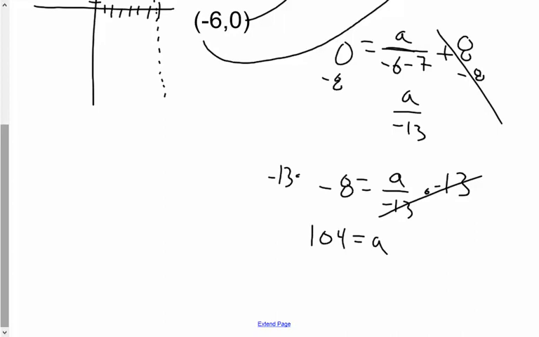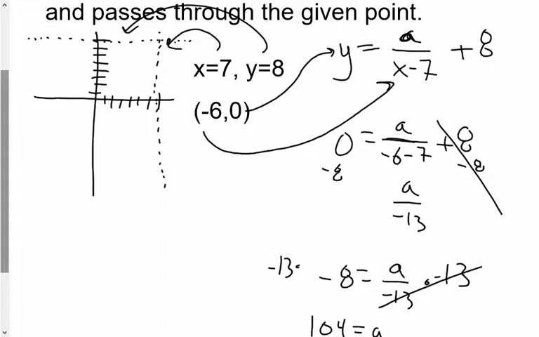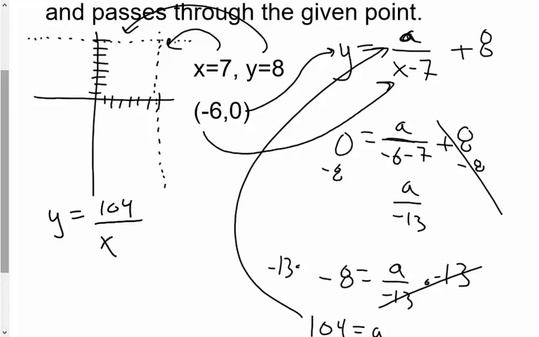So your final equation, go back up here and just plug in the 104 right there. So y equals 104 over x minus 7, plus 8. And that is your wonderful equation. Wow, it's a very large vertical stretch. Didn't expect that at all. But that's it. So there you go.